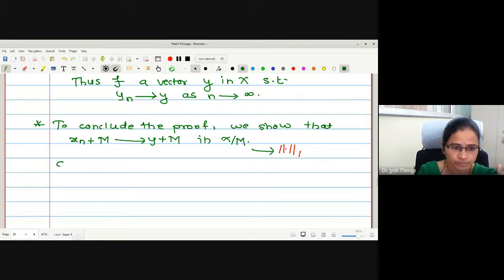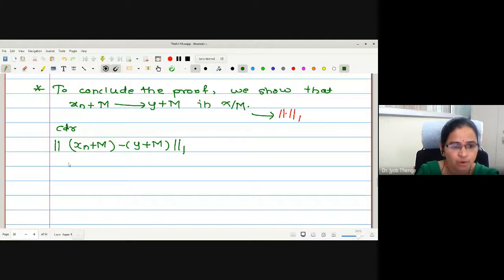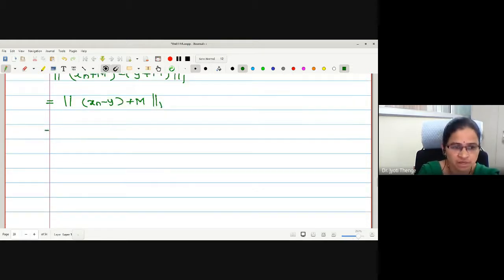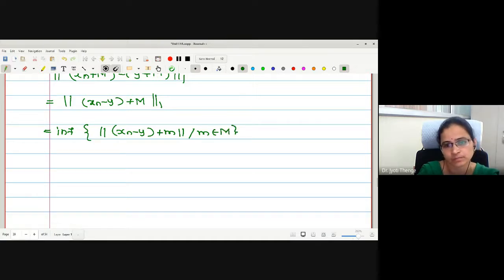Okay? Consider norm 1 of xn plus m minus y plus m. Now, can I write first this as xn minus y plus small m in order to use the definition? Now, what does the definition say? This is the infimum of the norm of xn minus y added with small m, provided small m is in capital M. Right?